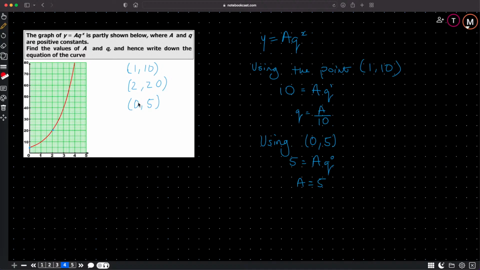That's great. So we now know what a is, and if we use the point we already used, the point (1, 10), we found q is equal to a over 10. Therefore, q is equal to 5 over 10, which is 1/2. And there we have it. We have our exponential equation. So final answer there, we get y is equal to 5 times 1/2 to the power of x.